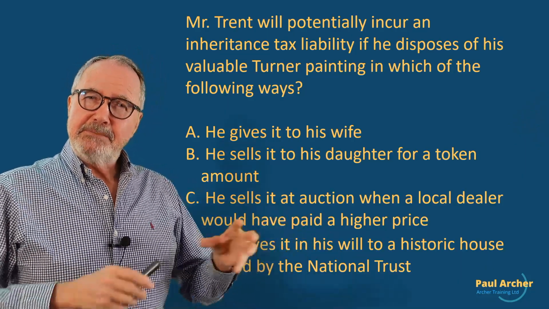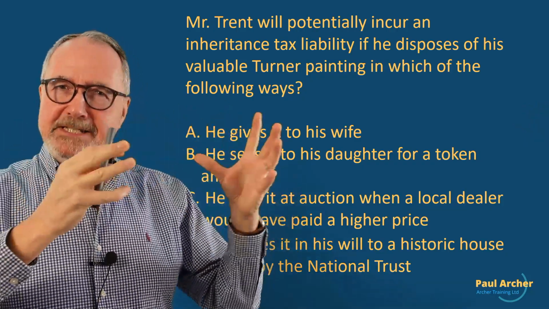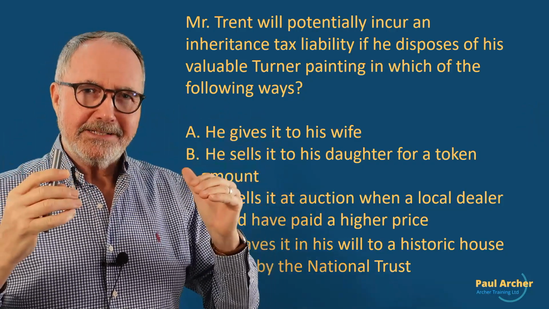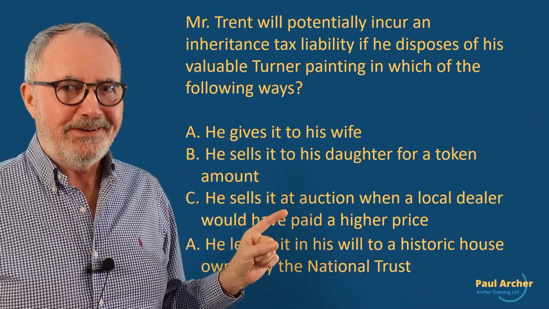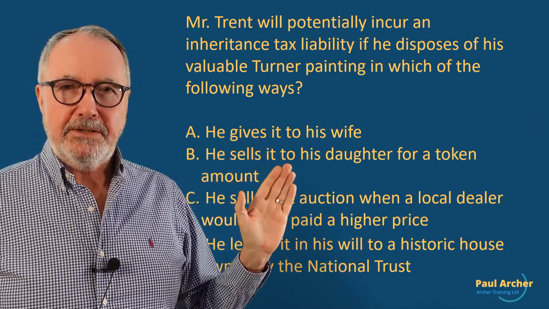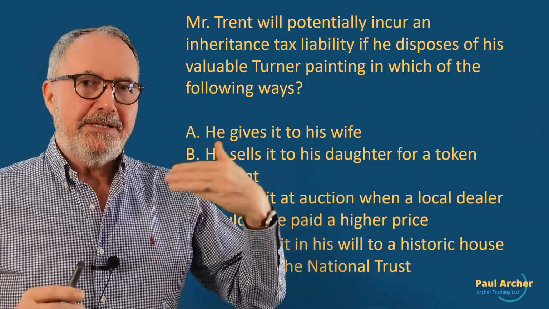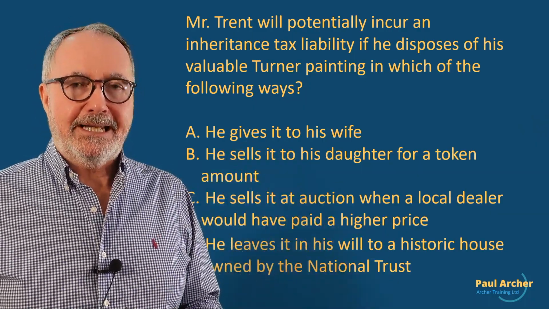Obviously, he sells it, so he's made money, he's made cash, and he's put that cash in the bank. So effectively, his estate hasn't really gone down in value, has it? So that actually won't achieve anything. But B will. If he gives it to his daughter for a total amount of £1, he's not made any money from it, but he's effectively given it to his daughter to keep.